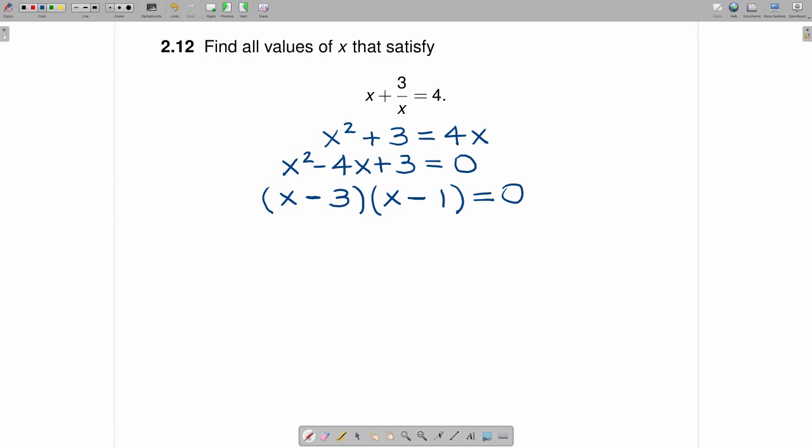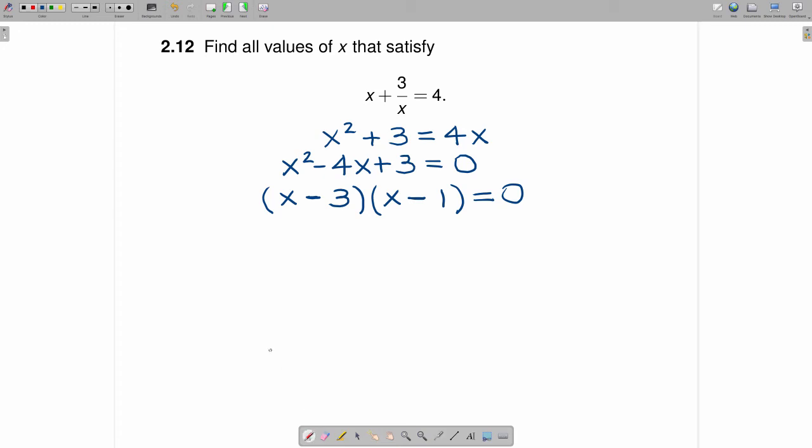So we have factored this successfully, and at this point, it'd be a good idea to use FOIL to see that this factoring is correct. Let's just do that real quick. First, outside, inside, last. The first terms are x and x. They multiply to x squared. The outside terms are x and negative 1. That's a negative x. The inside terms are negative 3 and x. That's a minus 3x. And minus x minus 3x gives you your negative 4x. And finally, the last terms are negative 3 multiplied by negative 1, and that's a positive 3, which means we have correctly factored this.